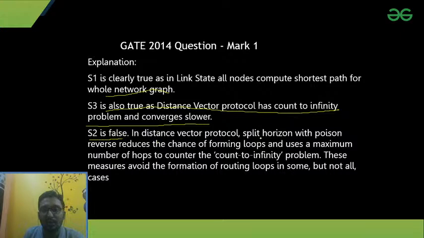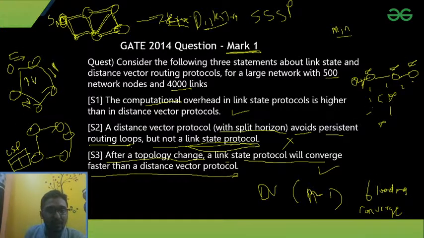Why is S2 false? In distance vector protocol, split horizon with poison reverse reduces the chance of forming loops and uses a maximum number of hops to counter the count to infinity problem. These measures avoid the formation of routing loops in some, but not all, cases. I think there is some ambiguity in this statement, but still, poison reverse is not in the GATE syllabus. It is also something that distance vector uses, but this was all that I explained. This explanation is also correct, you need to go with this one.